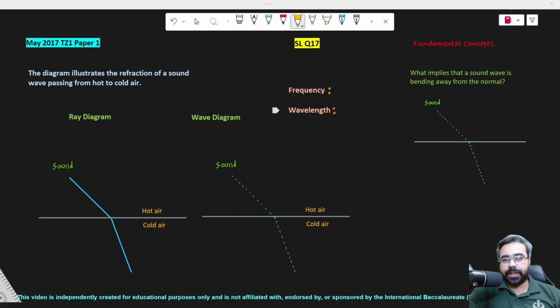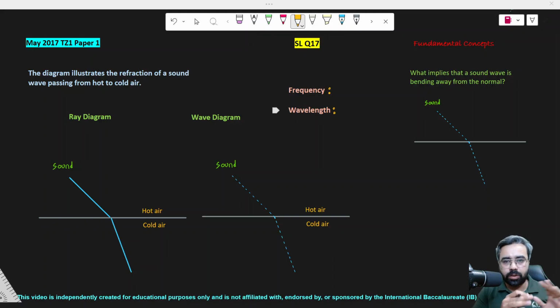Hi, this question is about refraction of a sound wave when it travels from hot air and goes into another medium which has a different density and different temperature, that is cold air. Now we are given the path of the sound when it refracts from hot air to cold air, and we are being asked about the frequency and the wavelength. So I will show you the different diagrams.